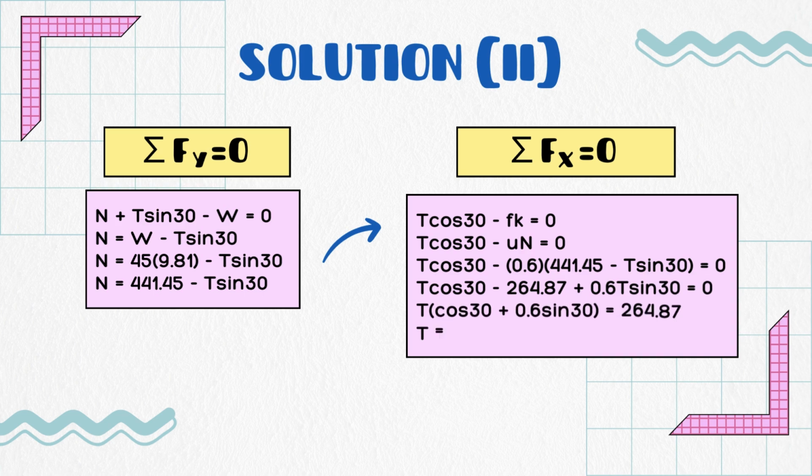The kinetic friction equals coefficient times normal force. The coefficient is given in the question, so you just substitute 0.6, and the normal force you found before, N equals 441.45 minus T sine 30. You can find the friction by multiplying 0.6 with the normal force. Then the T cos 30 minus friction equals 0. Solve all the equations, then you will find T equal to 227 Newton.